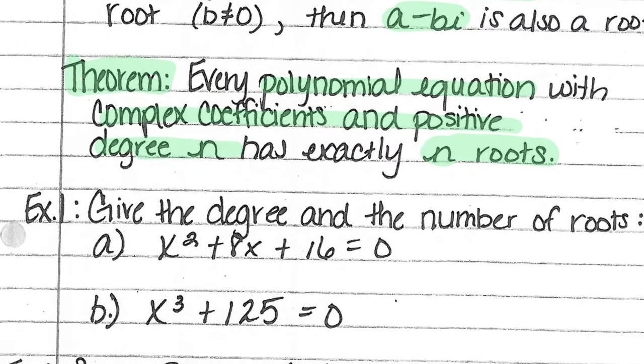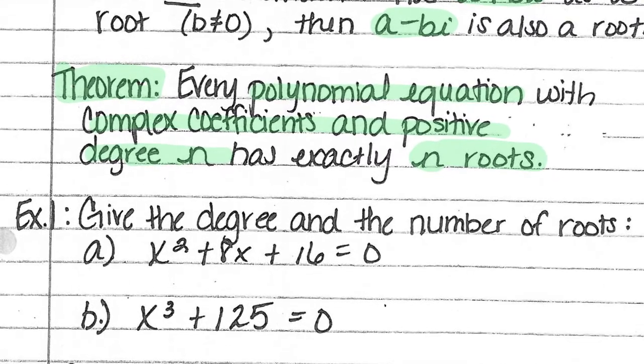Example 1 says give the degree. So the first thing we have to remember is the degree of a polynomial and what that is. So remember, the first term will be 2, the second term will be 1, and because this is x to the 0, the third term is 0. But the degree of this whole polynomial is going to be the largest of those terms. So the degree of this is 2.